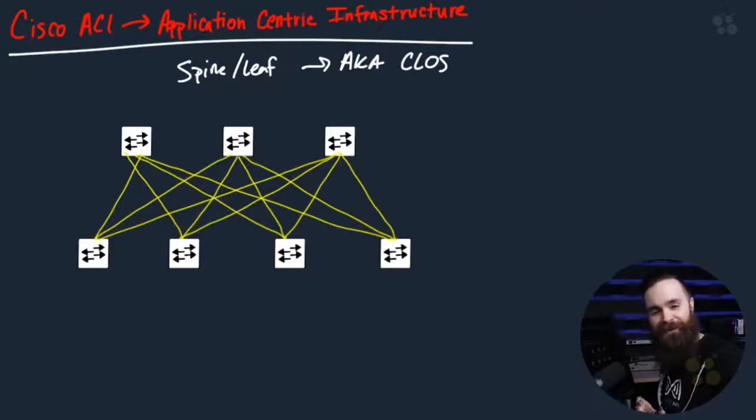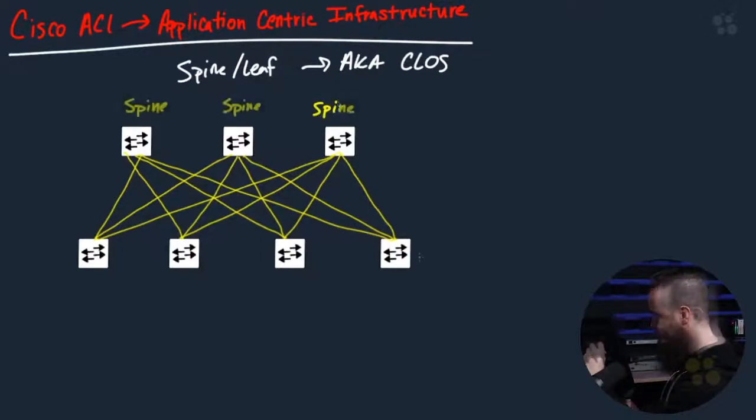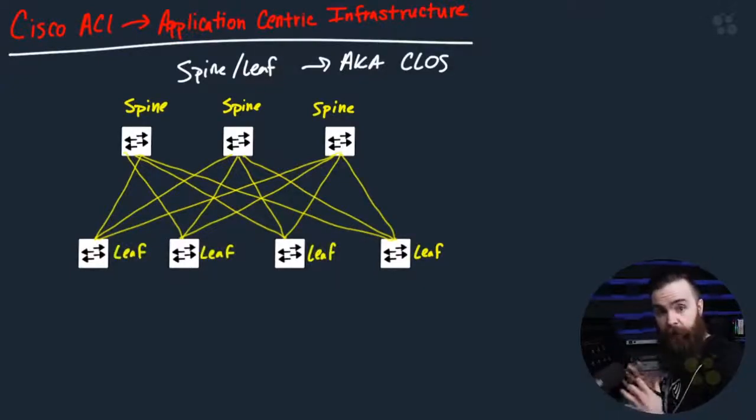Thank you, Santa Claus. So with this design, we have two types of switches in our topology. We have these guys right here, which are our spines, and then these guys down here are our leaf switches. Now this design has been around for a while. It's not specifically for SDN. People have been using this in their data centers for a while. Why? Well, because it's simple.